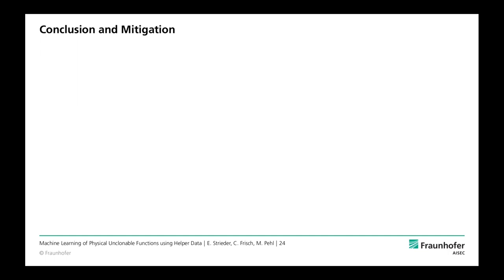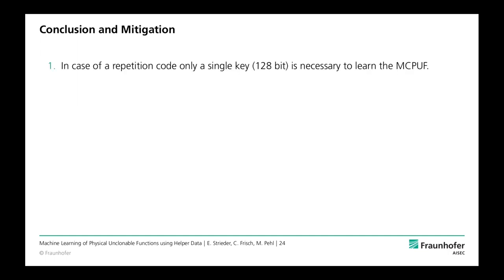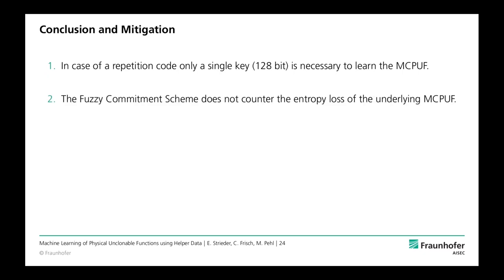Let us summarize. In case of a repetition code with 7 bits, only a single key is necessary to learn a simple ring oscillator sum puff and arbiter puff. We have tested our attack with different and more complex codes, however, I leave that for the interested reader of our paper. We conclude that the fuzzy commitment scheme or any fuzzy extractor scheme does not counter the entropy loss of the underlying puff.